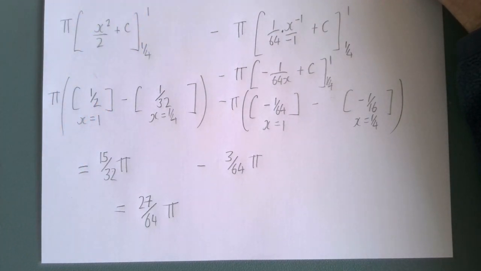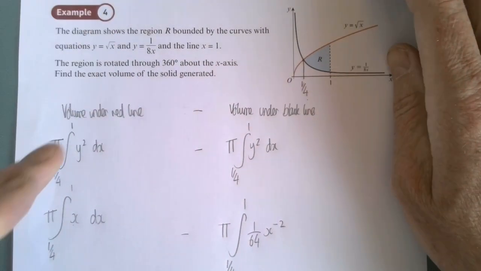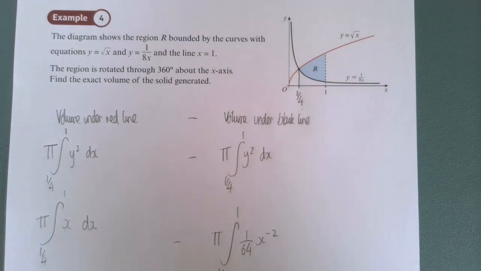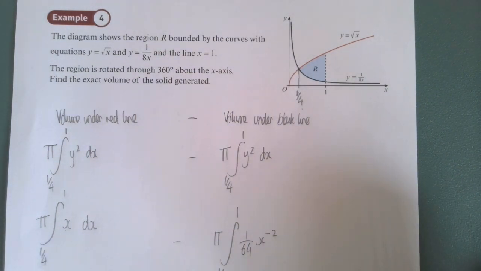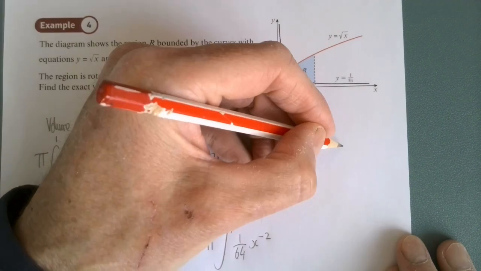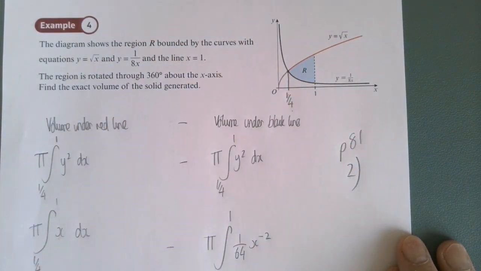So it's the last sort of two sections are about volumes made up of more than one volume. So this is one where we were subtracting, but there are also questions where you have to add two volumes together. So for example, page 81 question 2 is a good example of that. Page 81 question 2, where again you work out the coordinates of an intersection, although actually in that question it gives you the coordinates of the intersection, and then you have two volumes to add together. One's underneath a curve and one's underneath a straight line.